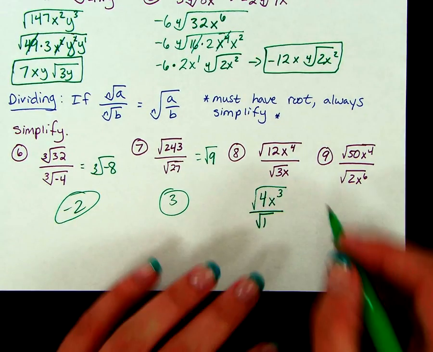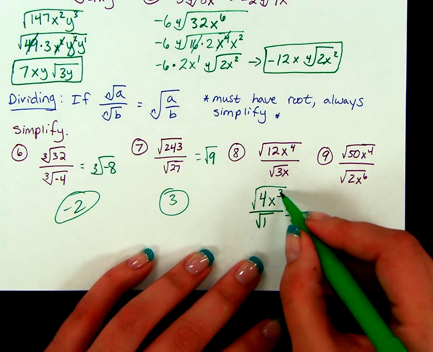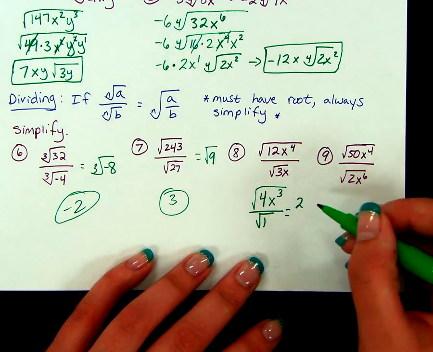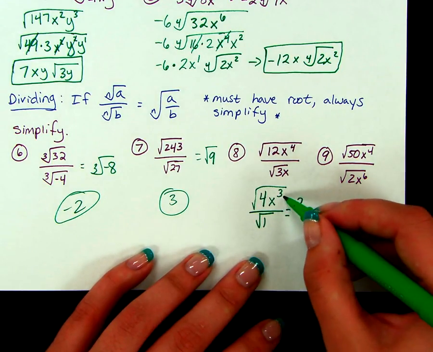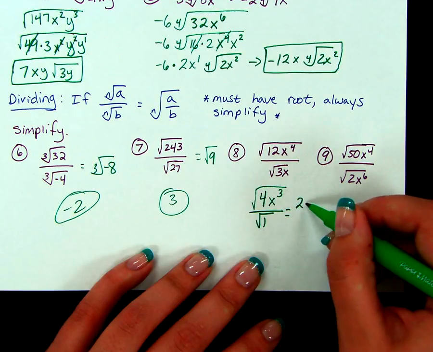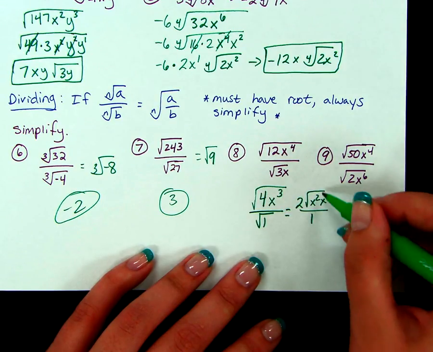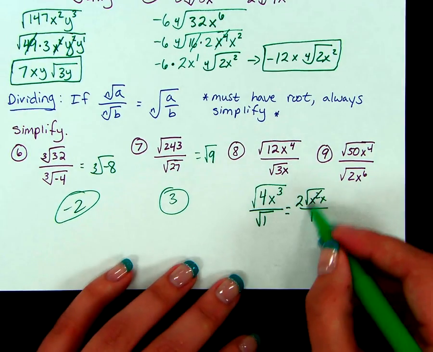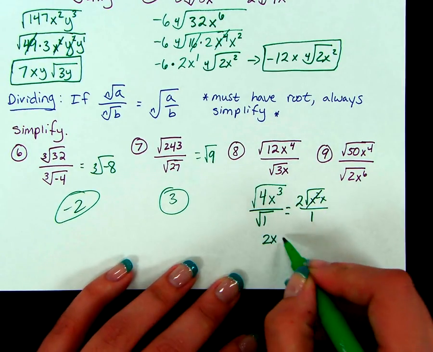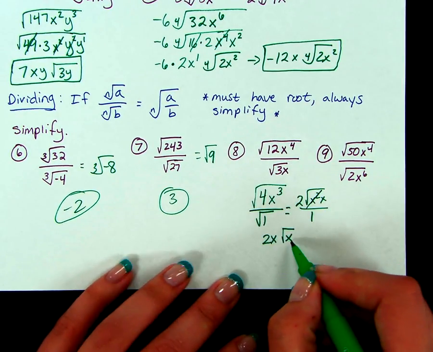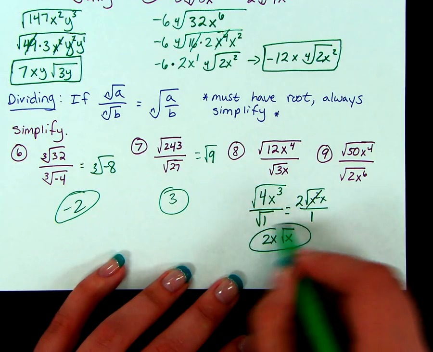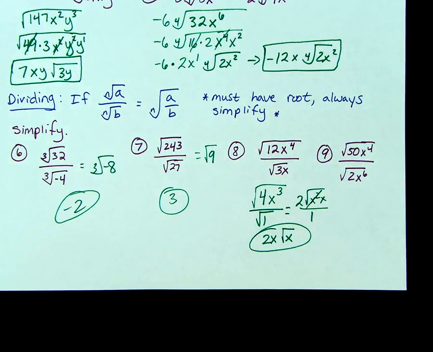So again, we just keep simplifying. So the square root of 4 will be 2. And then for the x's, I would split as, so if we do x squared and x, that's just 1. So the square root of x squared is just x, so that will come out. So we'll have 2x square root of x. And then since it's over 1, we don't need to write that. So that is our final simplified answer.